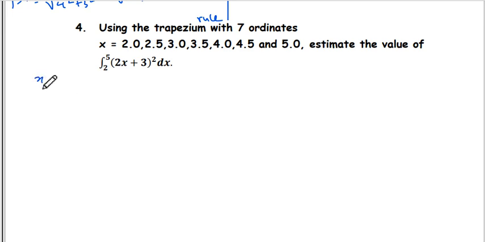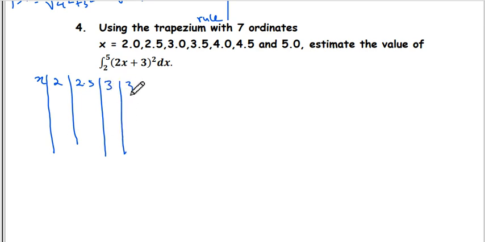Let's first get the values of x. We have x here. That is 2, 2.5, 3, 3.5, 4, 4.5, and 5.